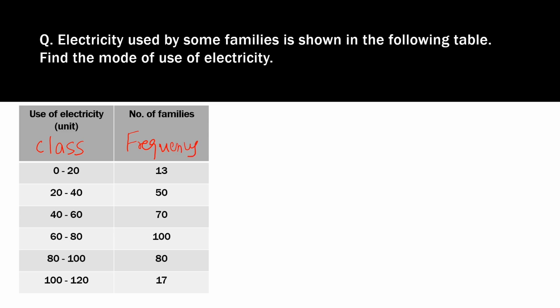Okay, your first step is to find the modal class. So what is a modal class? A class which has the greater frequency. You can see this number 100 is the greater frequency in the column of number of families, in the column of frequency. So this 100 is the greater frequency and the class corresponding to it is 60 to 80. So 60 to 80 will be known as the modal class.